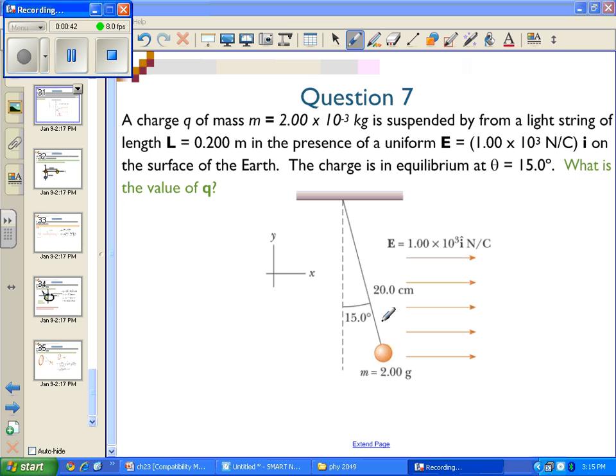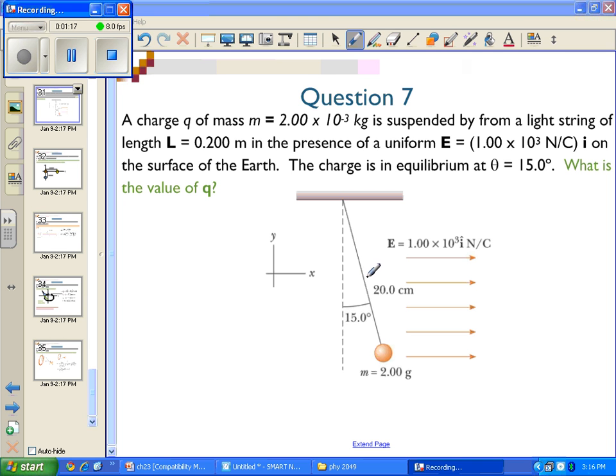Now, this charge of mass M is located in the presence of a uniform electric field directed along the I-hat direction. That is, every point in the space around this charge, the value of the electric field is constant. Again, there's a source charge that produced this electric field, but we really don't care anything about the source charge other than the fact that the electric field has this value in the region that surrounds our charge in question.